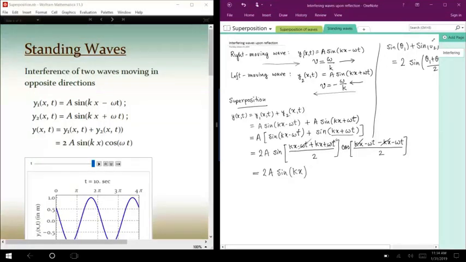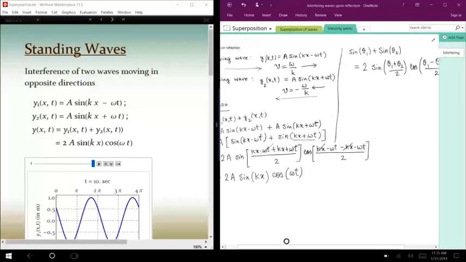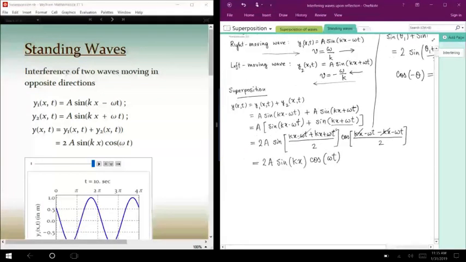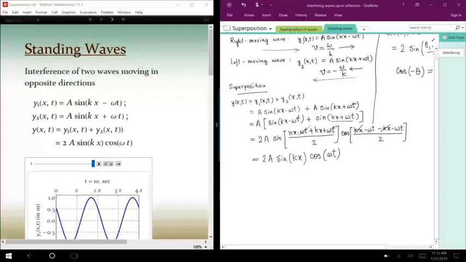Okay, and this is sine kx because you have kx plus kx, which is 2kx divided by 2. So the 2 cancels and we get 2a sine kx, and then for the cosine part of this, we get cosine omega t. And again, this is negative omega t, so you get negative 2 omega t divided by 2. So the 2 cancels. And remember, cosine of negative theta is just equal to cosine of theta. So we can just use that, and we get 2a sine kx cosine omega t.